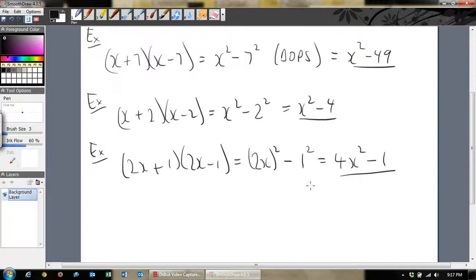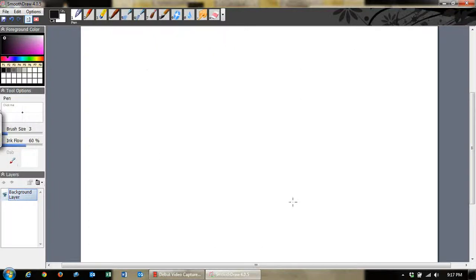And that basically is DOPS, and it's a lovely, lovely little thing. You might think I like that a little too much, and you'll see it often helps us.